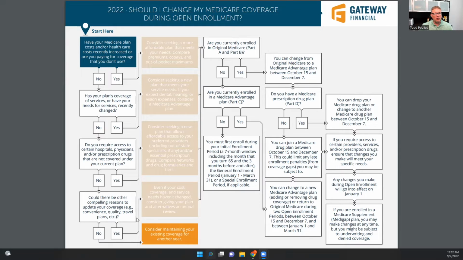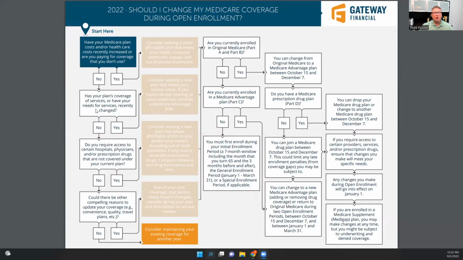And again, with all of these flow charts, if you follow all the areas and all the yes-no logic statements, we want to get to: are you currently enrolled in Original Medicare Part A and B? I'm going to pause there, go through some of the other areas, and then come back, since they all lead into here. So if we answered no: has your plan's coverage of service, or have your needs for service, recently changed?